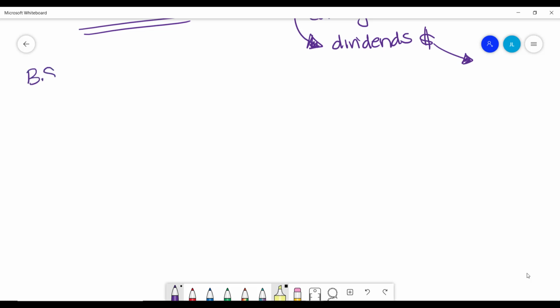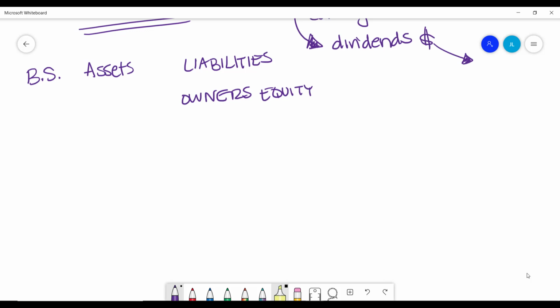When we talked about the balance sheet, remember it's broken up between assets, liabilities, and owner's equity. Remember, owner's equity, if it's a corporation, tends to be broken up between retained earnings and capital stock. That is if it is a corporation.